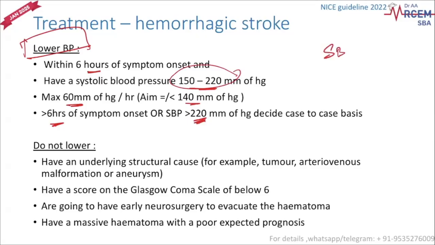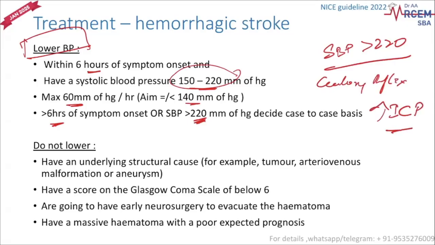Because if the systolic blood pressure is more than 220, you're thinking whether it is a Cushing's reflex the patient is having because of raised intracranial pressure. Do I need to drastically reduce the blood pressure or maintain a MAP of 80 here? Those calls you need to make clinically at the bedside: is there any papilledema, any signs of raised ICP on the scan? Depending on that, you will take a call on what to give next, discussing with neurosurgeons.